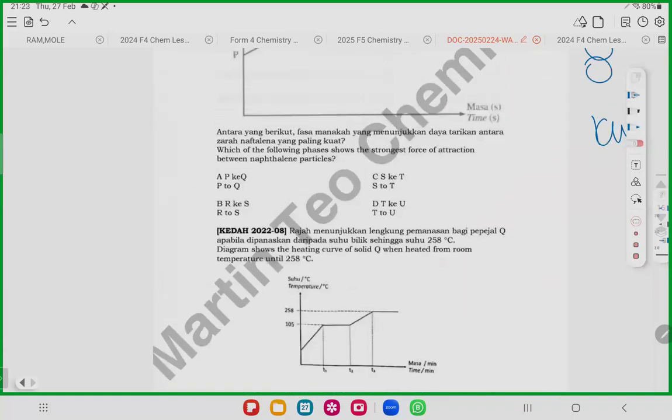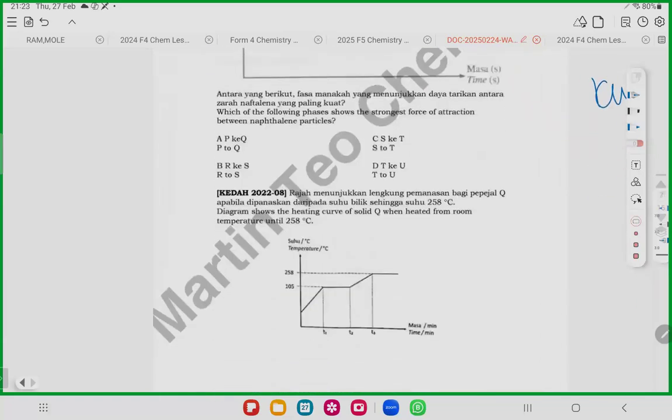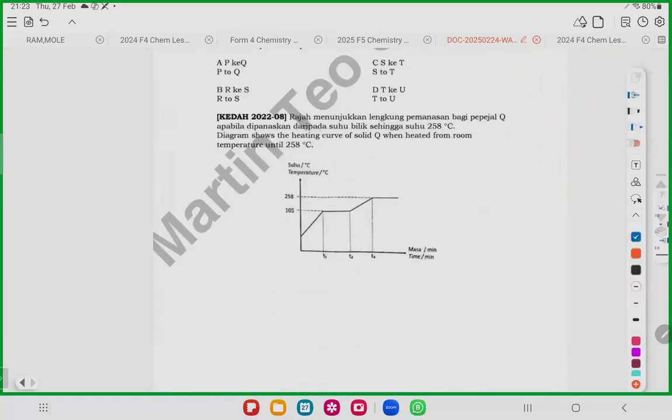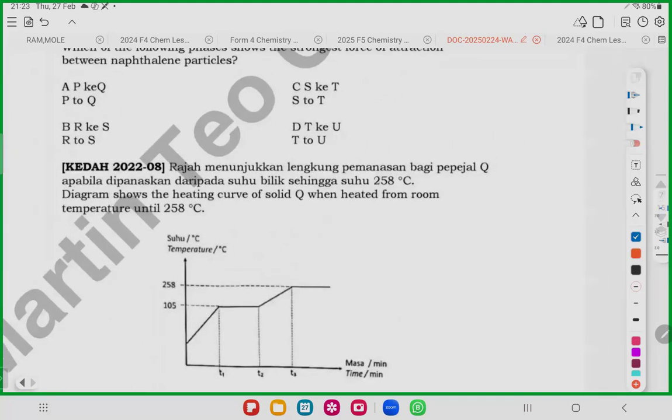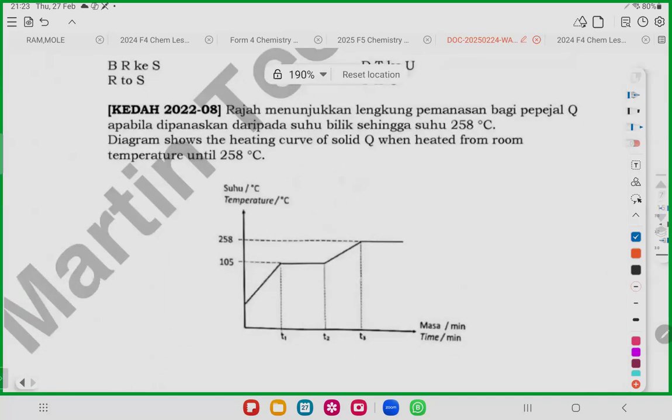All right, here we go. Okay, this is the one. This question came out in Kedah. So the next question here, this is a question that appeared in Kedah back in the year 2022. Okay, so they say the diagram shows the heating curve for a solid Q when you heat from room temperature all the way until 258. So can we analyze this?